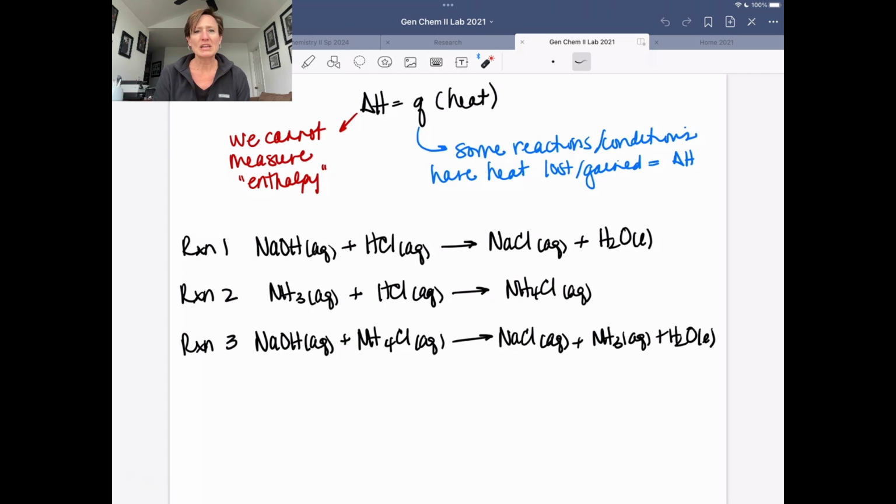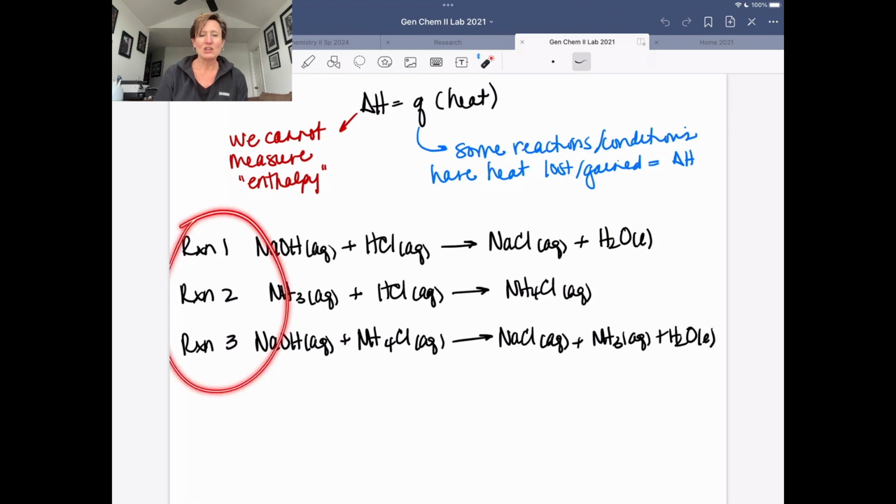So we are going to be looking at 3 different chemical reactions. You learned about acids and bases last year, so hopefully you recognize that this first reaction is the reaction of a strong acid and a strong base, generating a salt and water. The next reaction is the reaction of a weak base and a strong acid. And then the last reaction is the reaction of a strong base and a weak acid, being NH4+ as part of the ammonium chloride salt.